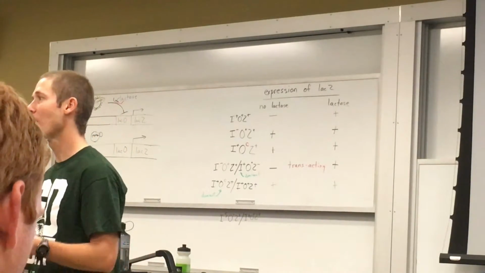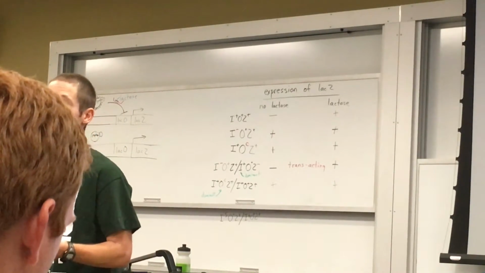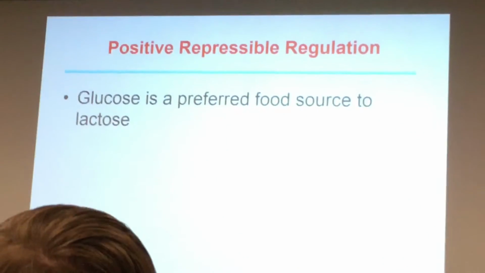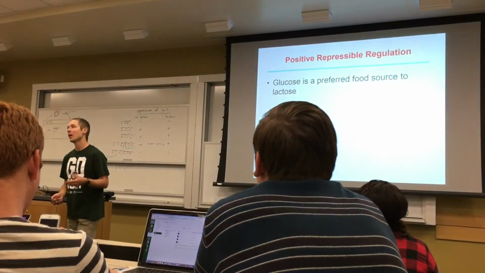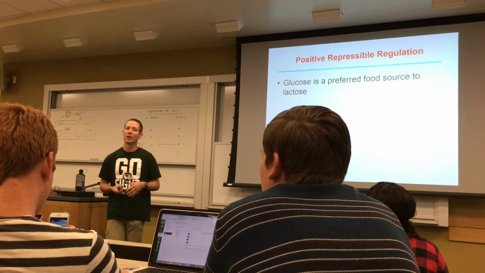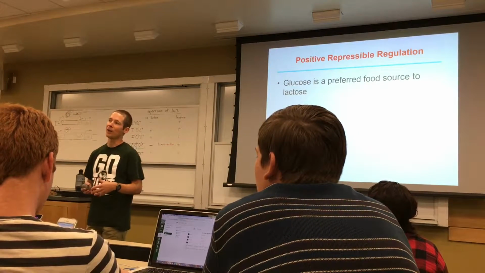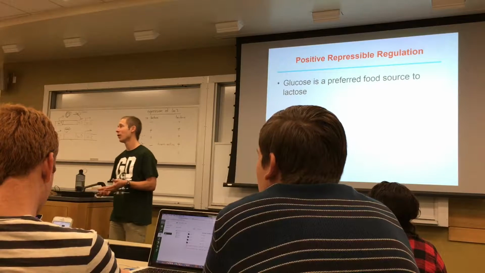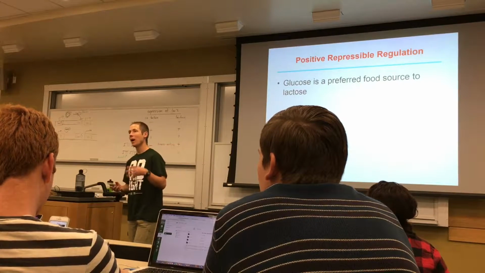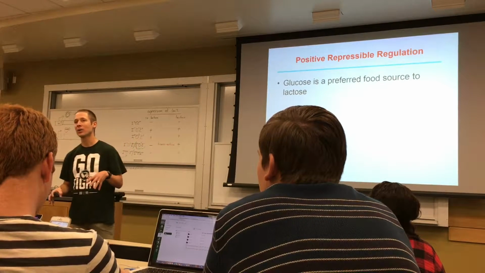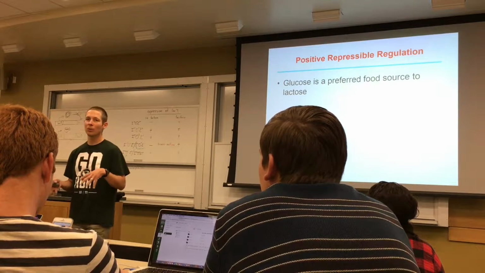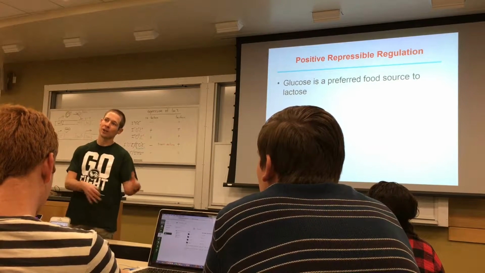But another thing to bear in mind is that lactose isn't the only sugar that E. coli can use. There are other sugars out there that they can use. Some of them are actually easier to use than lactose. For example, glucose. If you are an E. coli cell and you have lots of glucose around, that's actually your preferred food source. So if you have both glucose and lactose, you don't really care about the lactose. You're just going to eat the glucose.